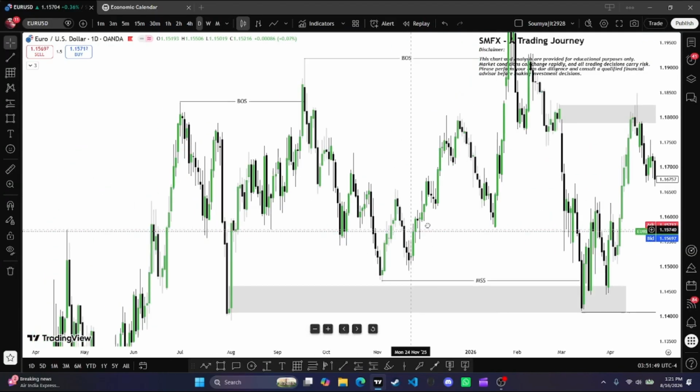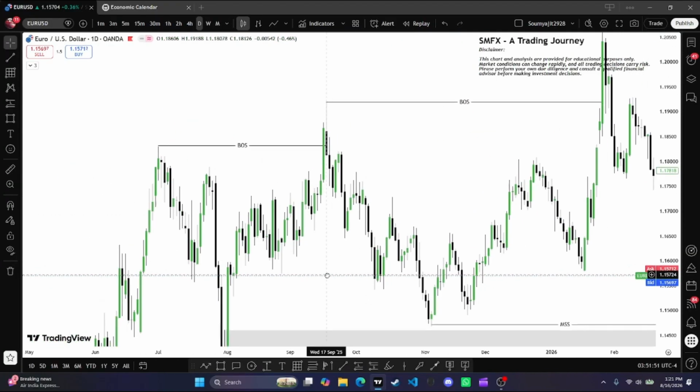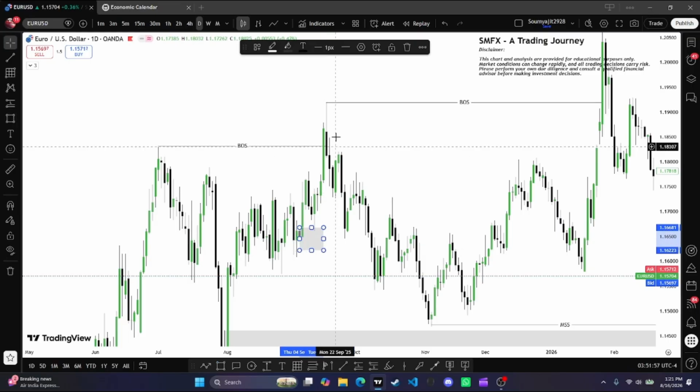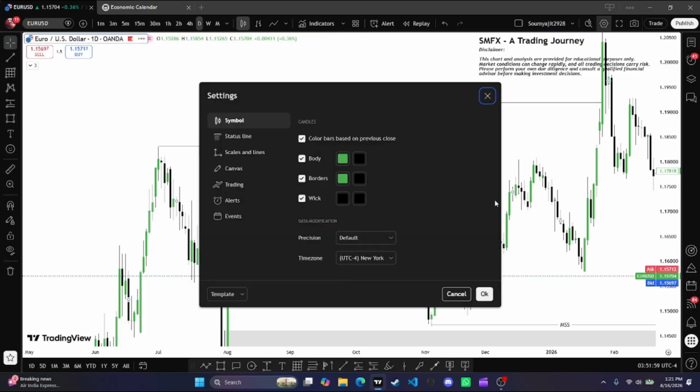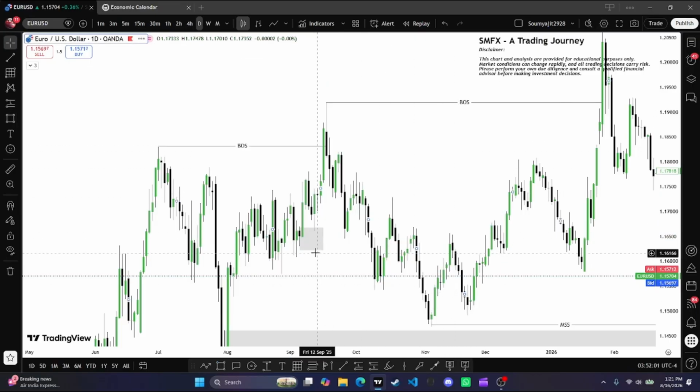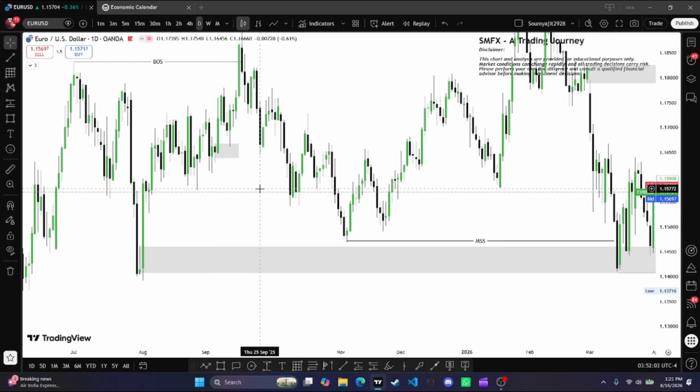Similarly, we have one more area. For example, this is one more area of order block. We can see that the price taps that zone and then goes up. Similarly, it keeps going on and on, one after another.